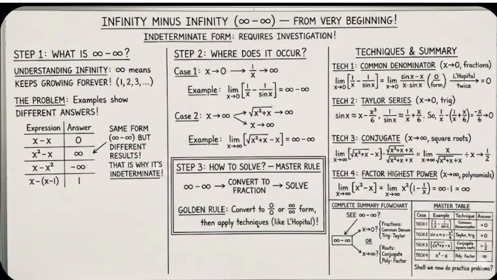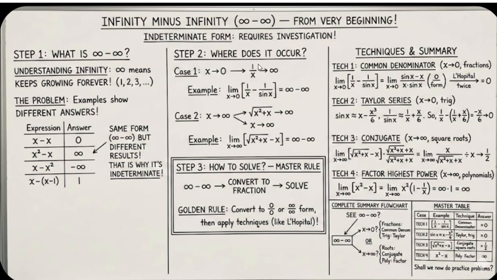Okay, now we can study the infinity minus infinity case. Sometimes again it gives a different answer. Sometimes infinity minus infinity gives 0, sometimes infinity, sometimes minus infinity. These are examples of why this same form, infinity minus infinity, gives different results. That's why it is called an indeterminate form.